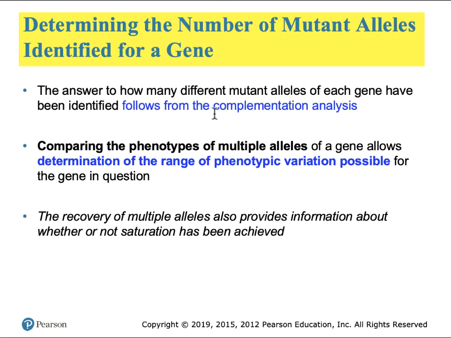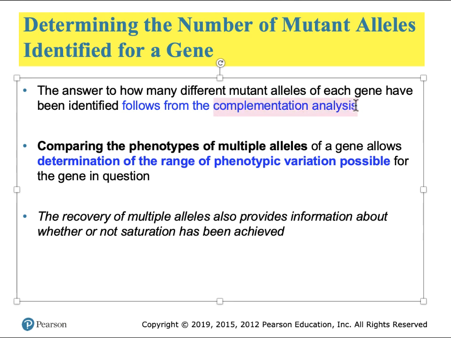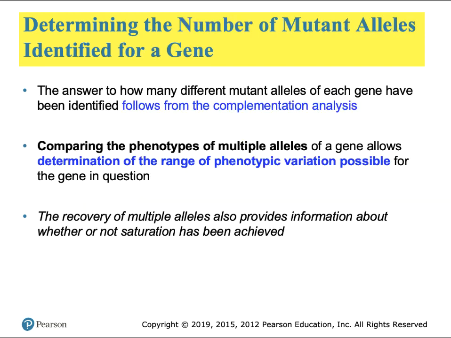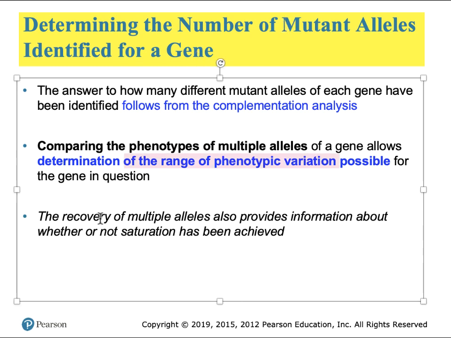The answer to the third question is straightforward. It relies again on complementation analysis. For every time a complementation test fails and we find different phenotypes, we can then understand that each one of those phenotypes may be a different mutation within the same gene, i.e. these are mutant alleles. Incidentally, the recovery of multiple alleles is an indication that saturation has or has not been achieved through mutagenesis.